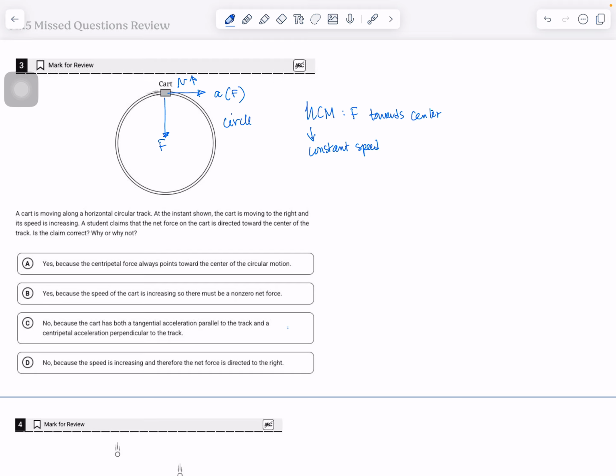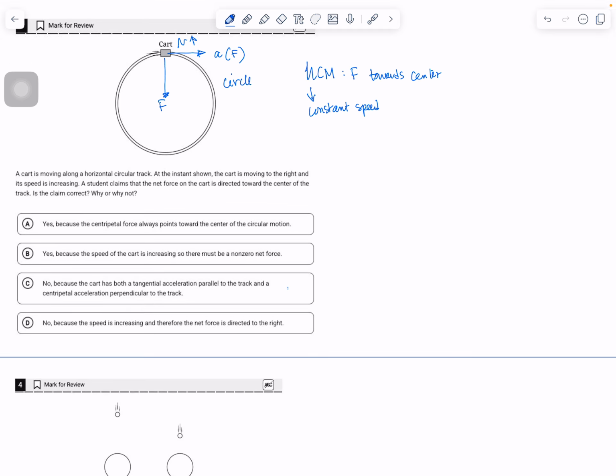Uniform means constant speed. So in order to increase the speed, I have to have this tangential component. So yes is wrong. So no, because the cart has both a tangential acceleration parallel to the track and a centripetal acceleration perpendicular to the track. That is correct.